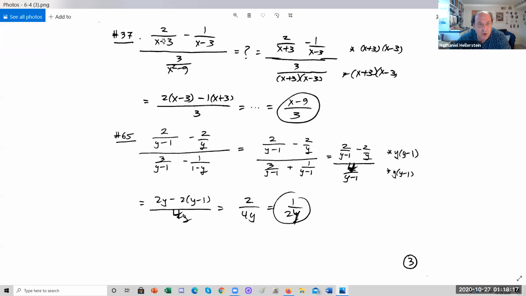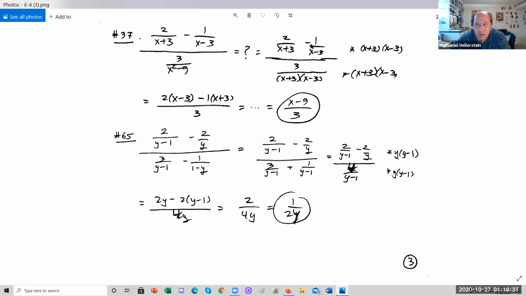Here we have 2 over x plus 3 minus 1 over x minus 3, all that divided by 3 over x squared minus 9. Now this x squared minus 9 is a difference of squares. It factors into x plus 3 times x minus 3. So we have denominators x plus 3 and x minus 3, so multiply above and below by that product.